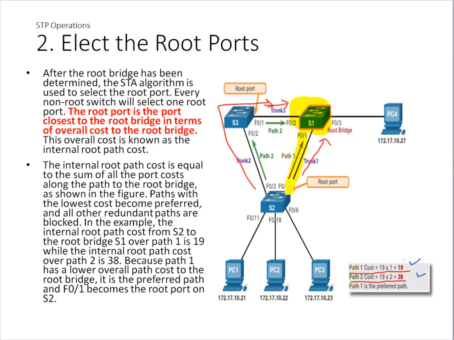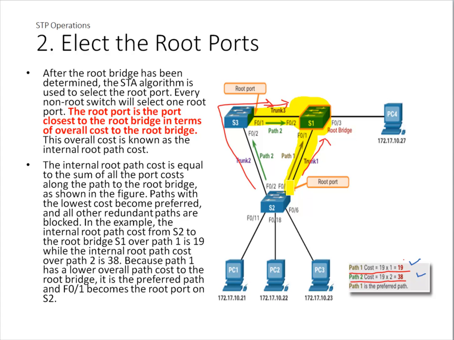Then we have to select the root ports. How to select? First we have to identify the paths. There are only two options. Whatever is in yellow color is a path for us. This is the path from S2 to S1 and this is the path from S3 to S1. So only these two paths we are going to use.